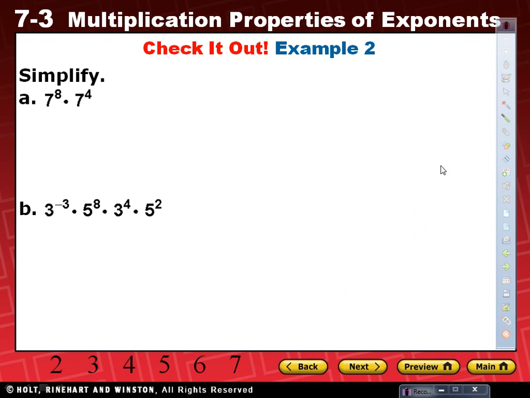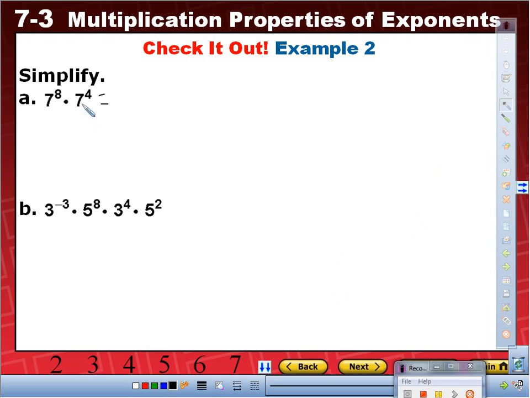Example 2, A and B. They have the same base. What do we do? Add. So this is 7 to the 12. Okay. Look at this one. Let's use the commutative property. First of all, I'm going to switch these around. So this becomes 3 to the negative third times 3 to the fourth times 5 to the eighth times 5 to the second.